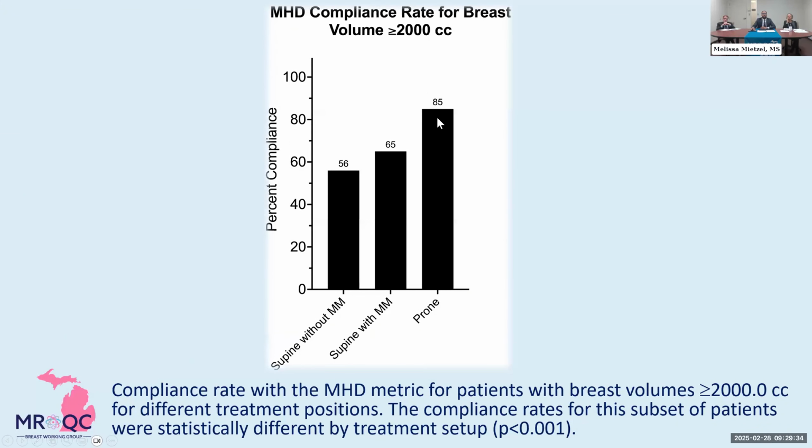We are honing in even further into the data set here. So we're looking at the mean heart dose metric only, and now we're focusing on patients with very large breast sizes, defined as those having breast sizes of 2,000 cc or more. And we see the same trend where prone positioning significantly increases the likelihood of being compliant with a conservative mean heart dose metric of 1 or less, followed by supine with motion management, and then finally supine without motion management having the lowest compliance rates.